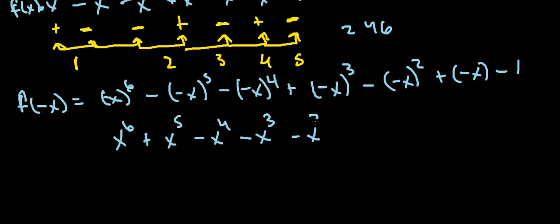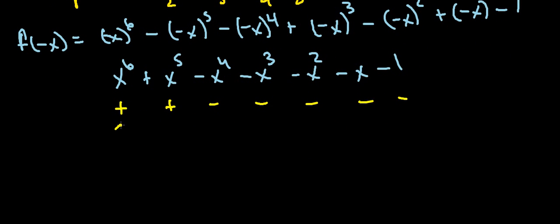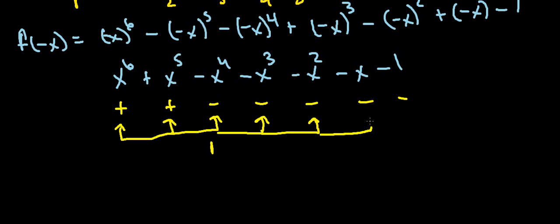This is an even one, so it's not going to change. This is an odd. So now let's look at the variations in sign. So positive, positive, minus, minus, minus, minus, minus. We start with a positive, and then we go to the next one, and this is still positive, so there's no change in sign. Now we go from a positive to a minus. So here's one variation. And we go from a minus to a minus, so there's no change, minus to a minus, no change, minus to a minus, no change.